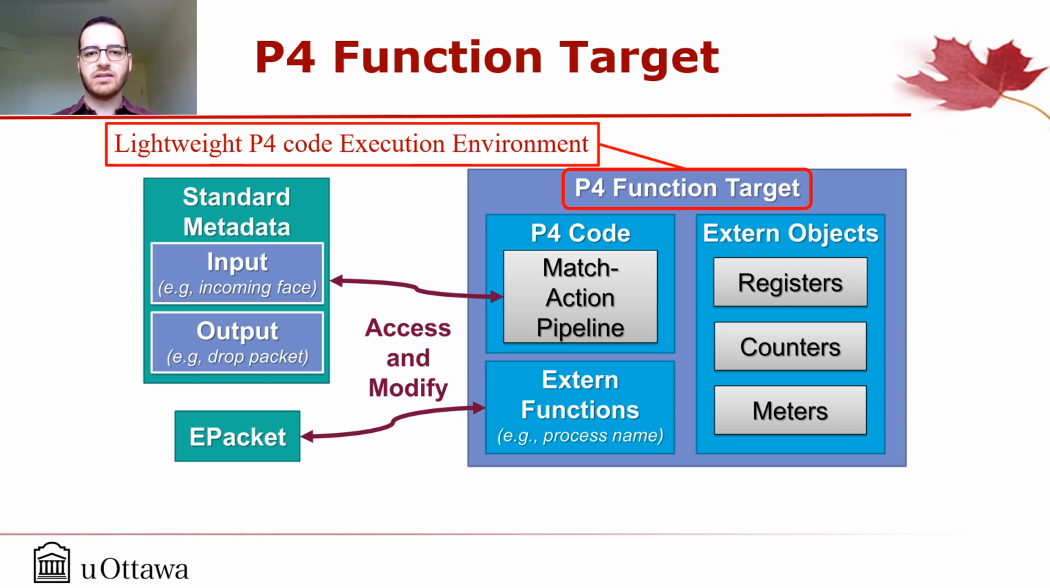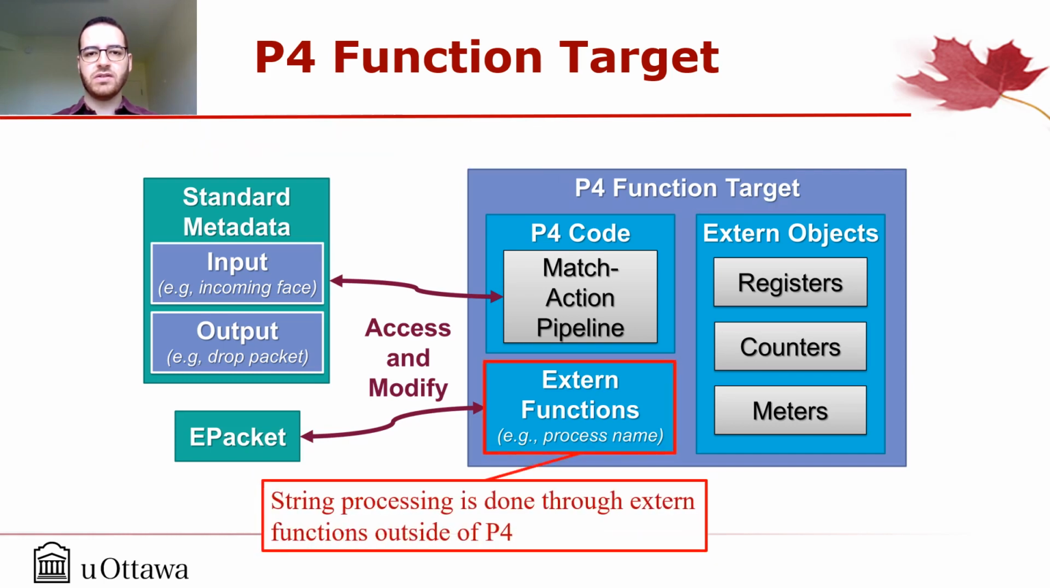The P4 function target also implements external functions, which are functions accessible by the P4 code, but not coded in P4. Thus, external functions allow us to perform string processing efficiently. This is especially important to allow P4 to access and modify the data on the E packet. For example, an external function can hash a specified component of the content name and provide the hash integer value. This integer value can then be used in the P4 code to do a custom action based on the value of the hashed component. The P4 function target also manages stateful objects like registers and meters.